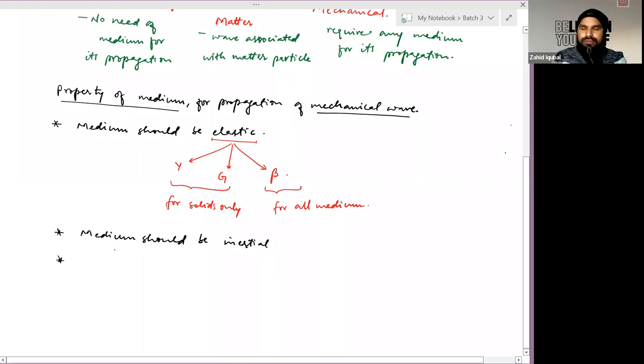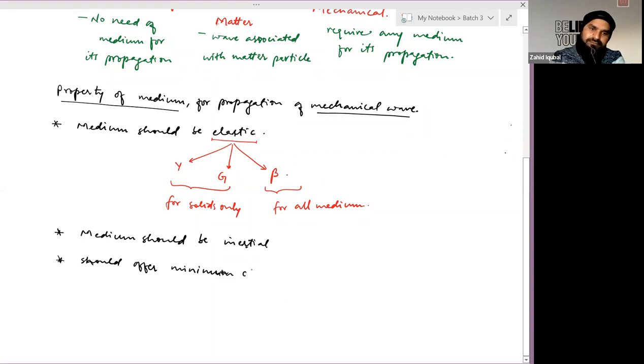Next, the medium should offer minimum or least opposition to the flow of mechanical wave through it. So it should offer minimum opposition. These are the three main properties related to propagation of mechanical wave through any medium. Just write it down.